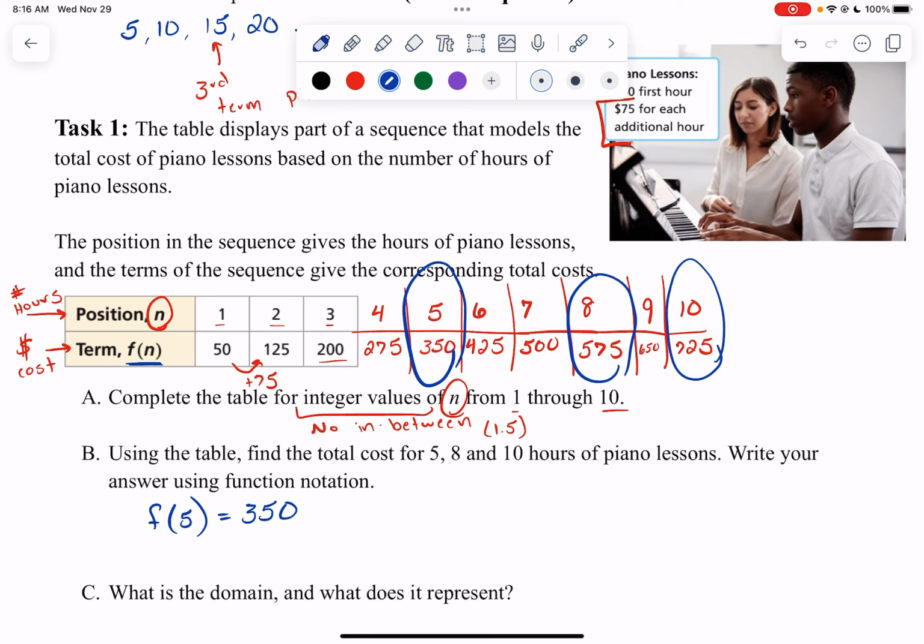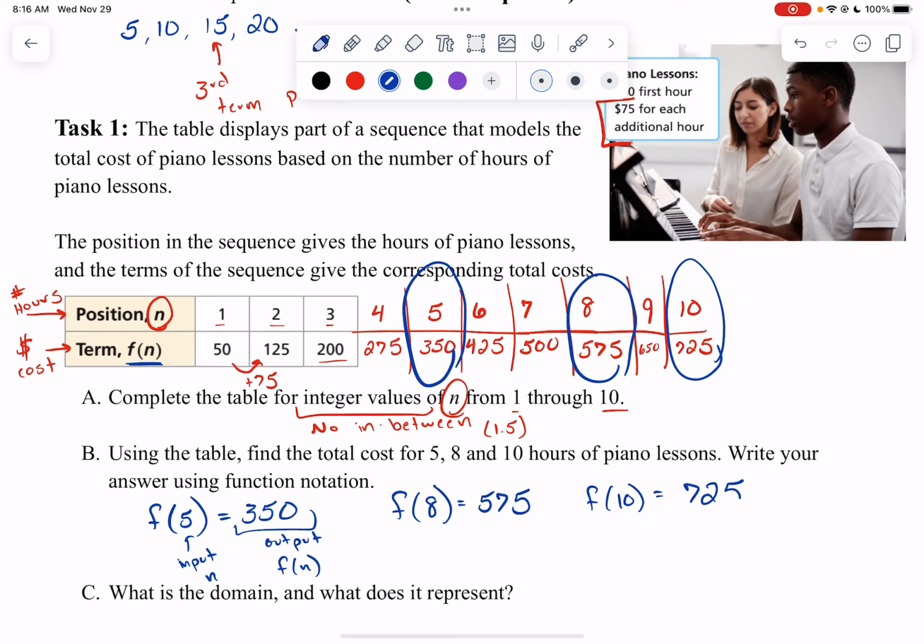So there it is in function notation, because this is my input, or my n, and this is my output, or my f of n. Okay, so I do the same thing. f of 8 equals 575, and f of 10 equals 725. Don't ask me why you would do 10 hours of piano lessons. Oh, maybe throughout a couple months or something.